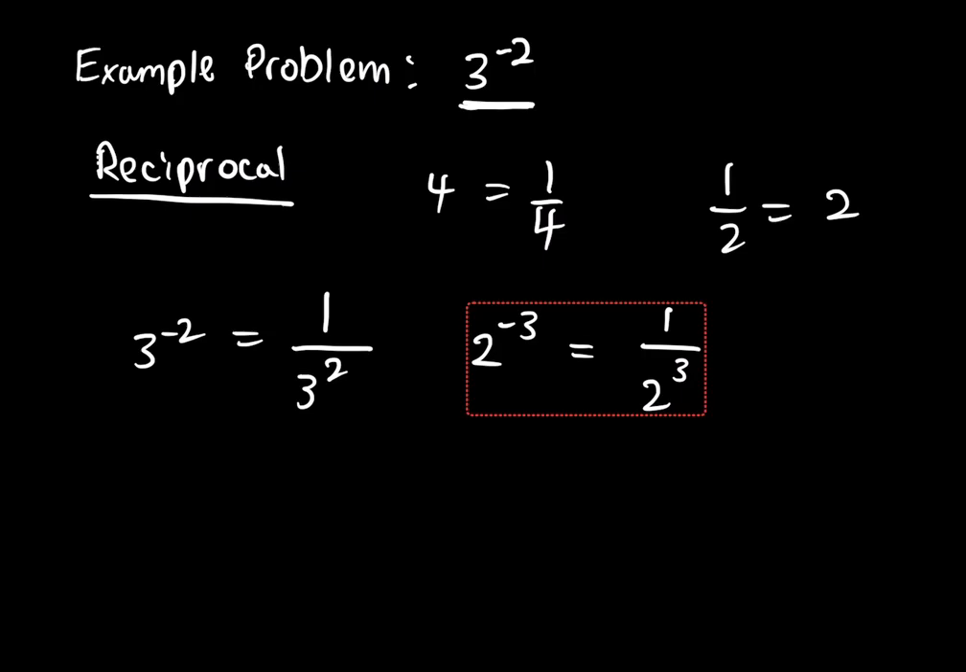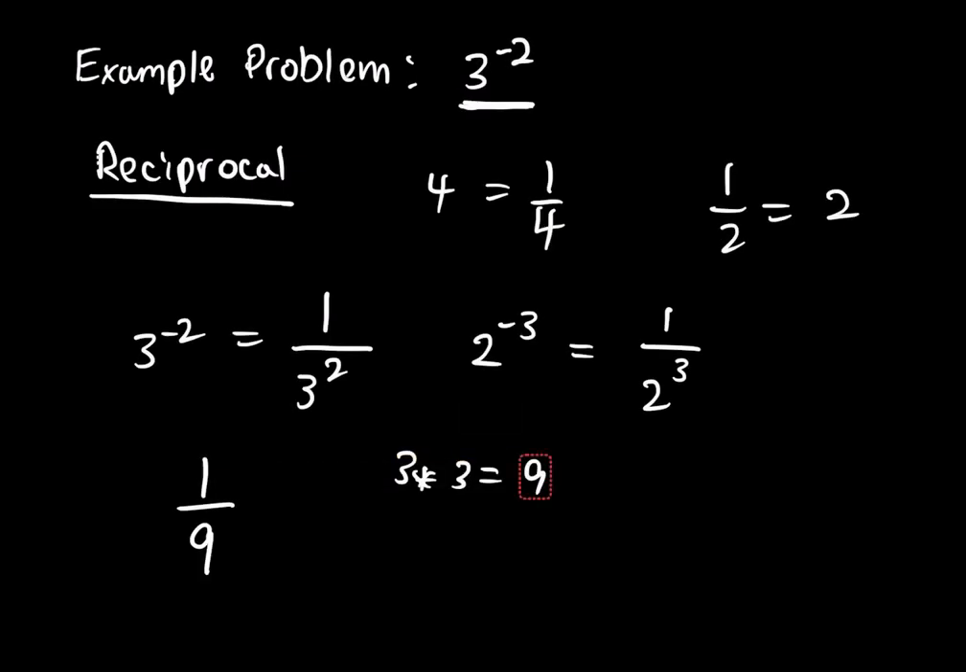So to understand this, what we do is once we get the reciprocal of this, now we actually can solve this. So 3 squared, we all know that is 3 times 3, and that's 9. All right, so now we have 1 over 9. And so that is your final answer.